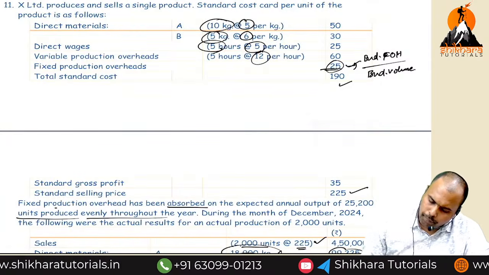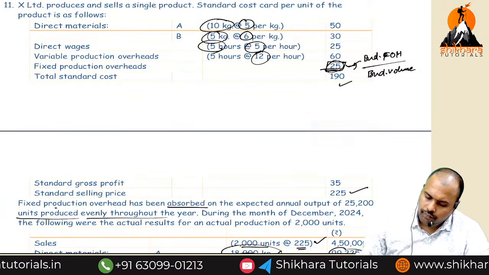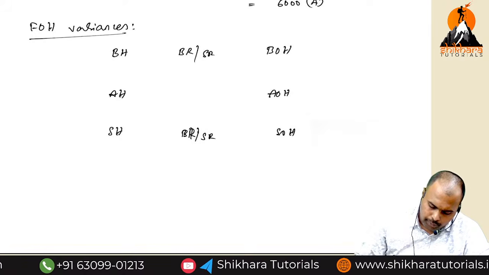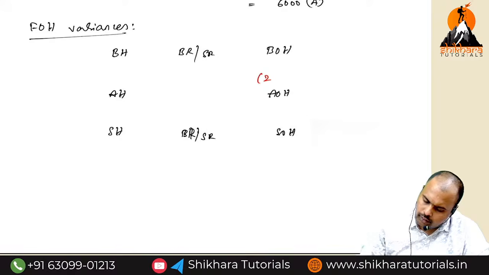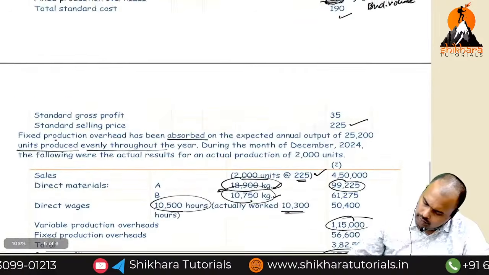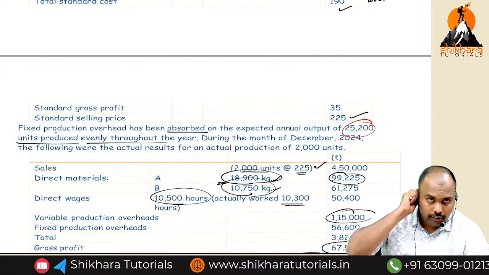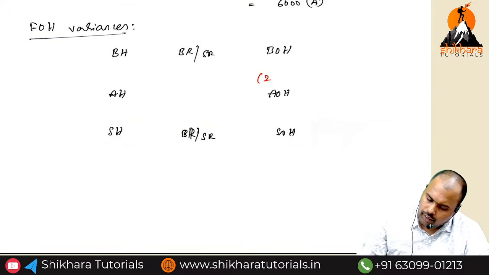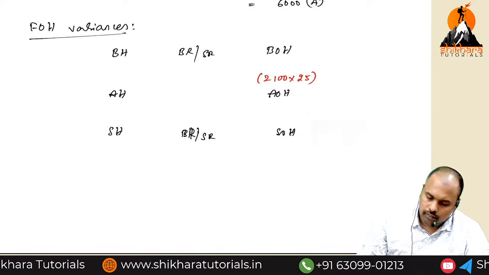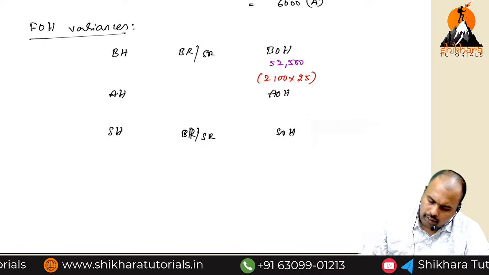Now, if you see, fixed overhead per unit it is 25. Then what should be budgeted overhead? Budgeted overhead is per budgeted volume, which is 2100, right? 25,200 divided by 12. 2100 into 25. 52,500. Now what about budget hours?